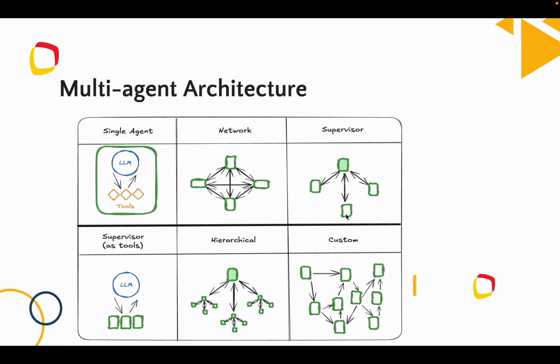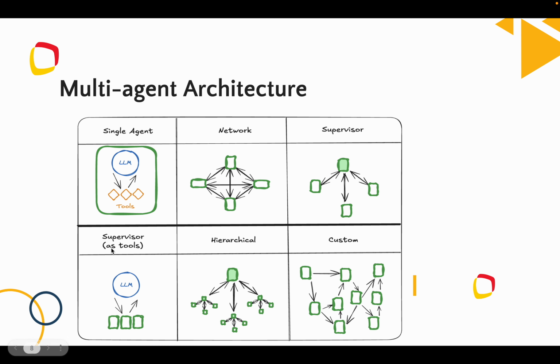In the supervisor architecture, we will have a supervisor node, or supervisor agent, which will decide which agent it has to call based on the input. It may call A, it may call B, or it may call C. But the agents will communicate only with the supervisor node. In the network, everyone communicates with each other, but here they communicate only with the supervisor, and the supervisor decides which node it has to call. And here also it is a controlled workflow.